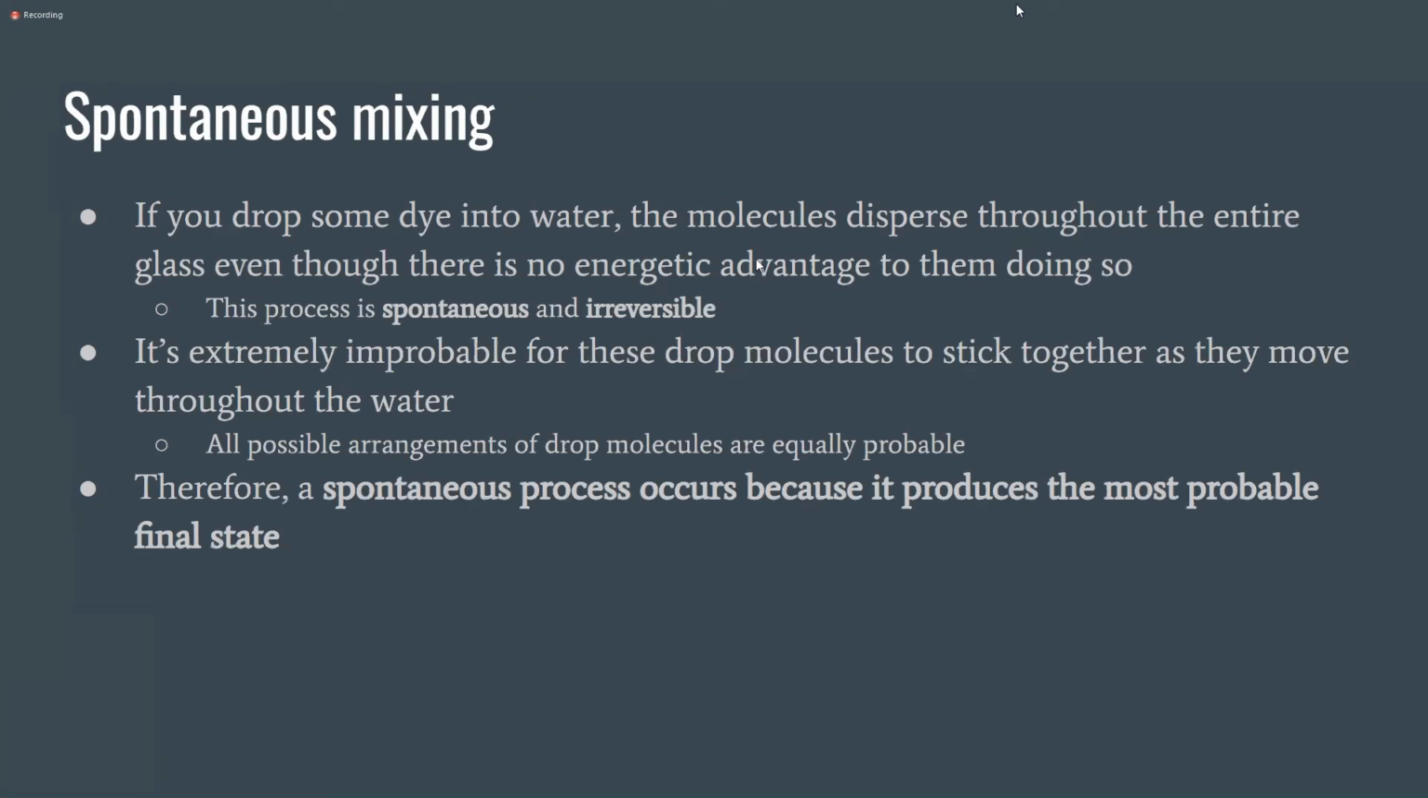Great. And so this was the example I was alluding to in the past couple of slides, but if you drop some dye into water, it'll disperse throughout the entire glass. It doesn't know that it wants to do it, it just does because it's always moving, and that's the most probable thing to happen. And so this process is spontaneous and irreversible as well. It's just more likely for them to be completely spread out than decide to at one point clump all back together again. Again, a spontaneous process occurs because of the most probable final state. And then next slide.